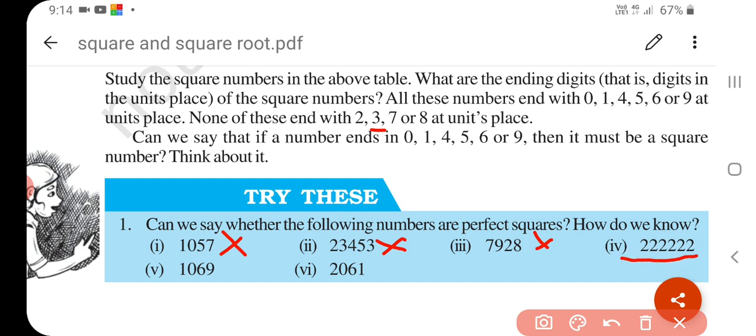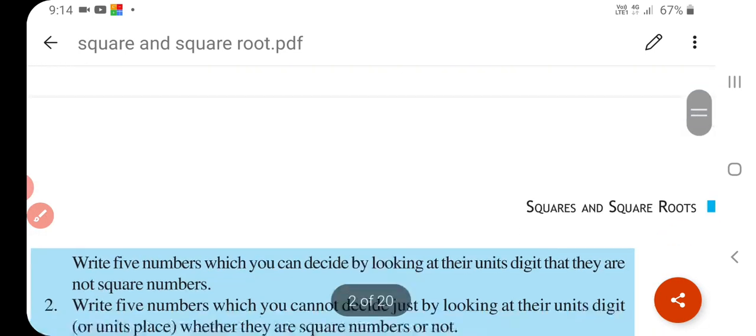See here, it ends with 2. It may be a square of some number. It's possible, but we're not sure. Now 1069 may be a square of some number. Understand? Same here, 2061 ends with 1, so it may be the square of some number. Understand?